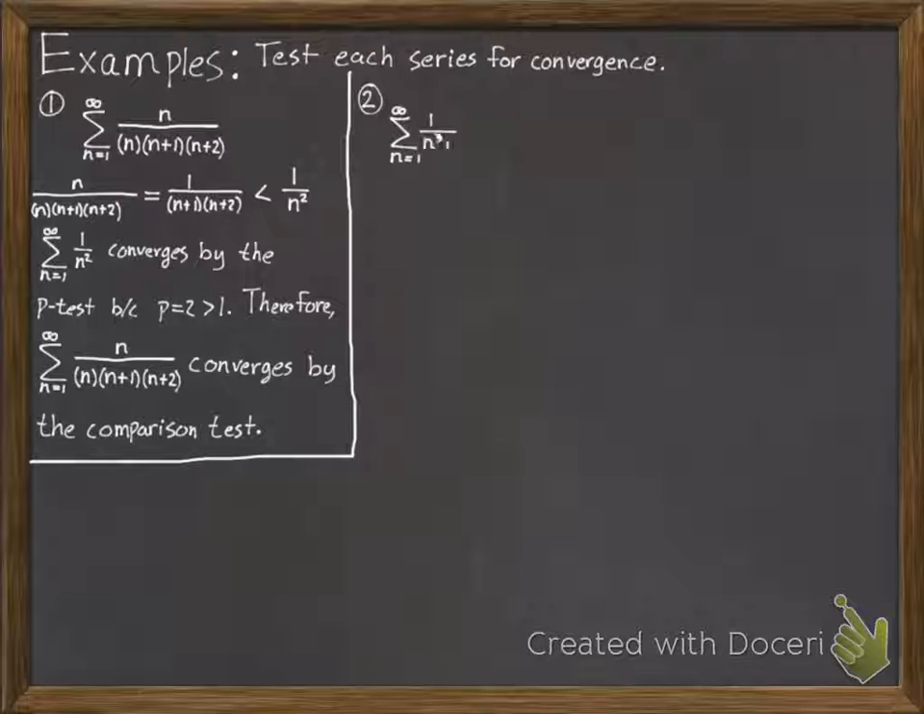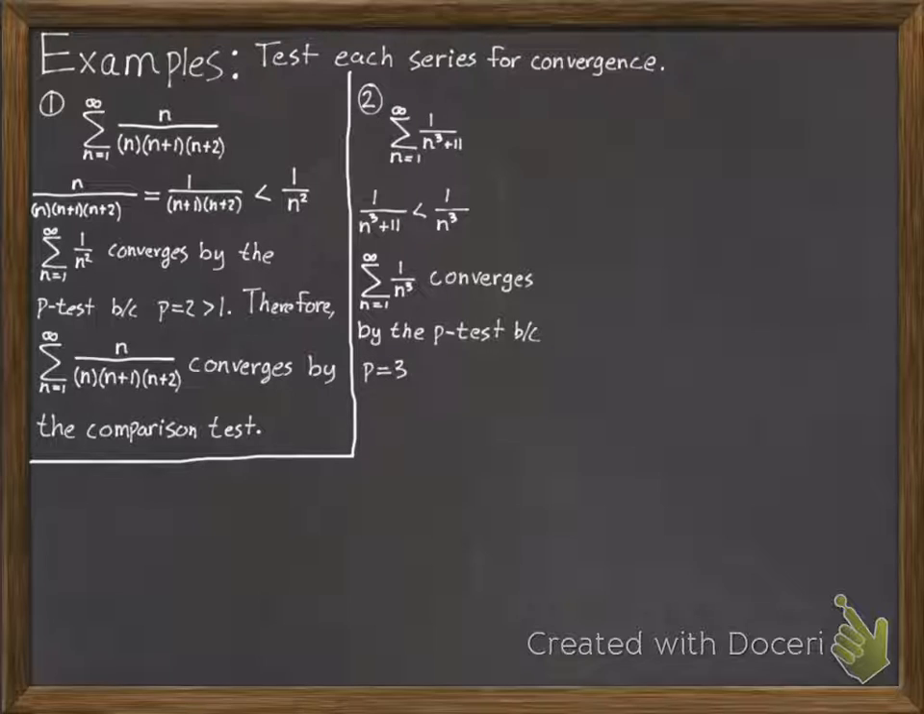Let's take a look at another example. Let's look at the sum from n equals 1 to infinity of 1 over n cubed plus 11. Well, again, looking at n behavior, this is going to behave like 1 over n cubed. And of particular importance is that this is less than 1 over n cubed. Okay? And I know that 1 over n cubed is convergent because it's a p-series with p equals 3. Okay? And 3 is bigger than 1.